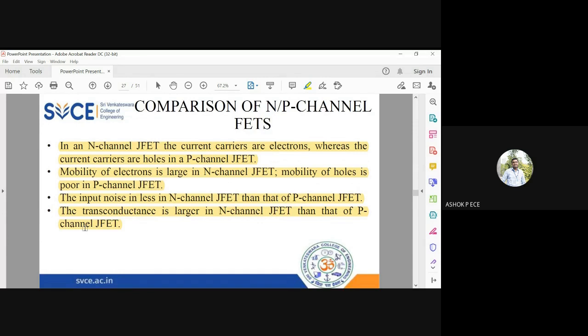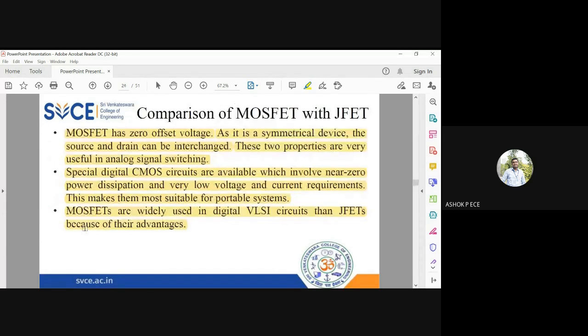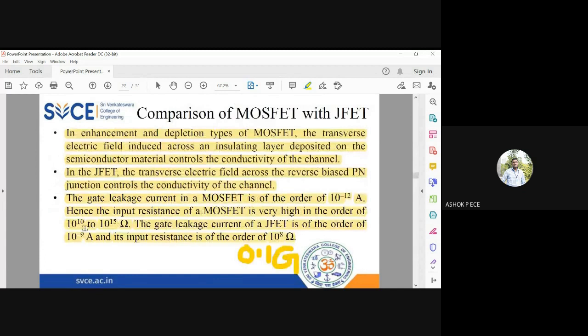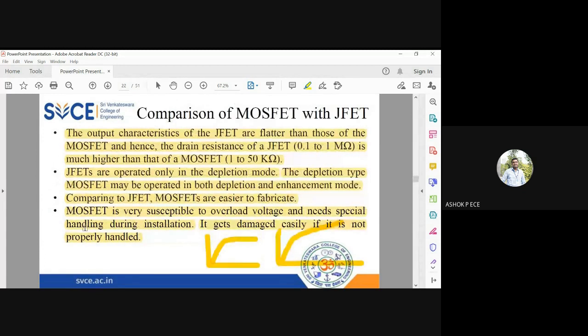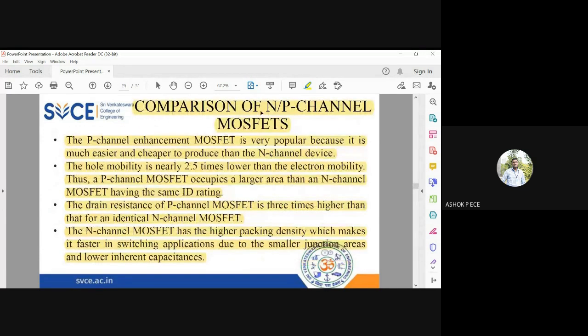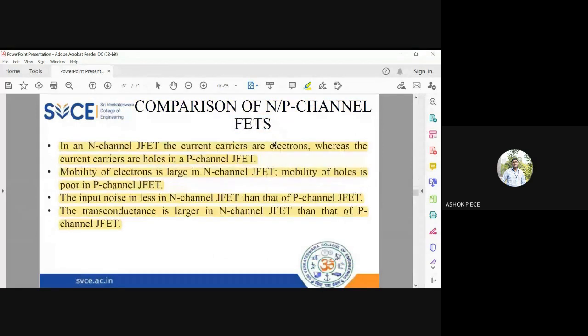So we have seen the comparison between MOSFET with JFET. Then we have seen the comparison among MOSFET, the two families N and P channel. Then the comparison between N and P channel of JFET.